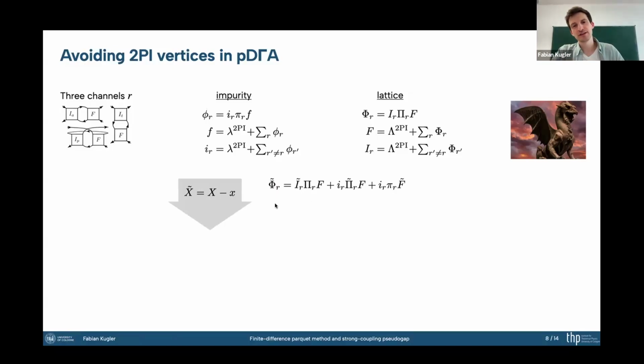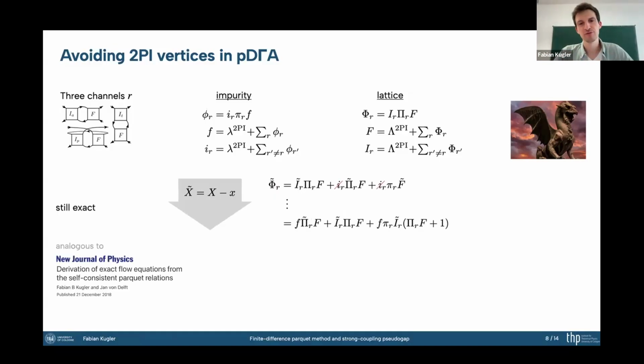And now it's actually just a few steps to rewrite this in the following way, where suddenly we have full vertices in here. And I want to emphasize these are exact transformations. No approximation has been done so far. We could rewrite the irreducible vertices as full vertices, and this is perfectly analogous to how we derived flow equations a couple of years ago from the parquet equations.